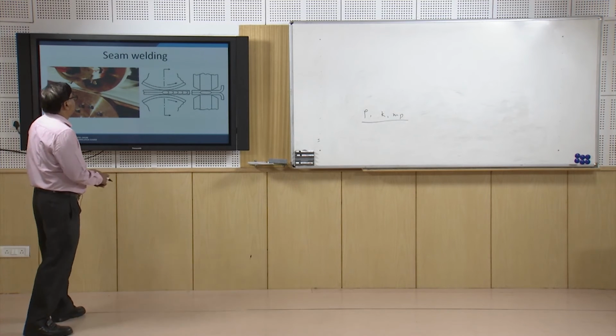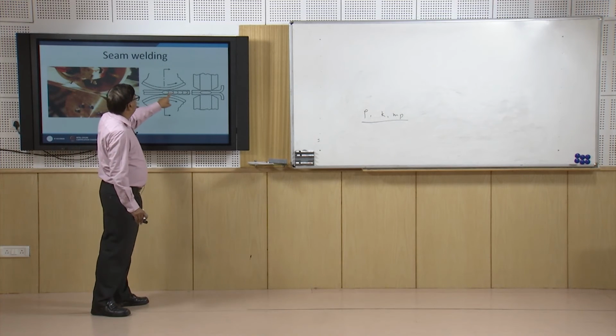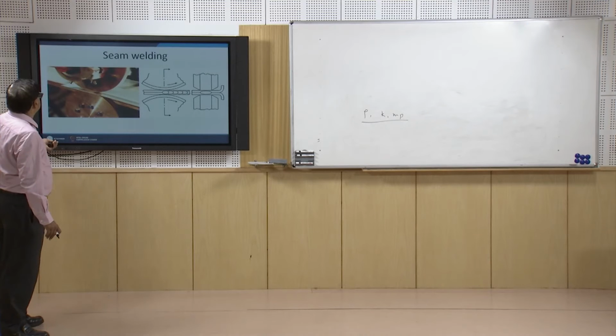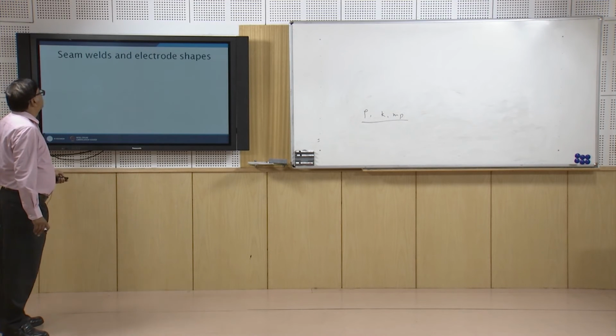The nugget may be formed with a certain kind of overlap like this. This is one cross section of the nugget formation. These are the upper roller and the lower roller, and the nugget is being formed with a certain kind of overlap. So, this is the real photograph of the seam welding arrangement.